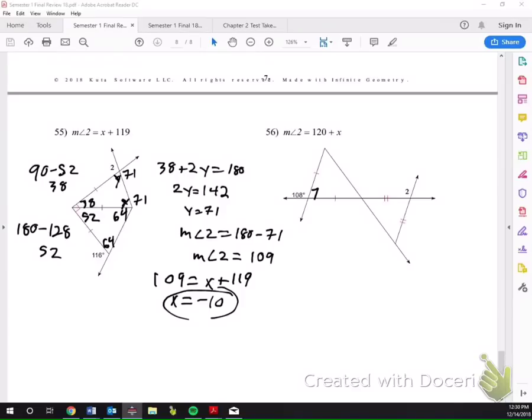Number 56. So I know that if that's 108, the interior angle is 72. If that's 72, so notice what I did there. I marked both my base angles from one.